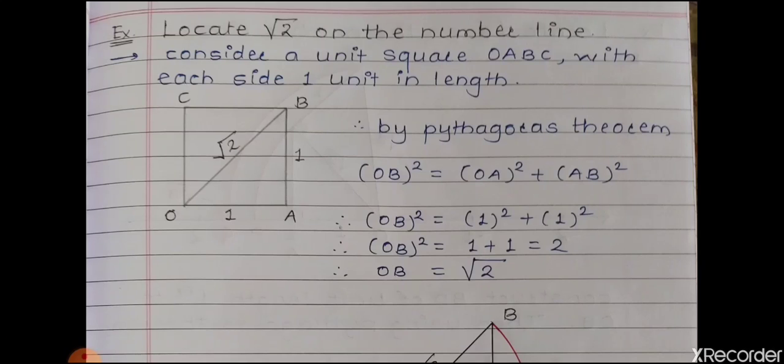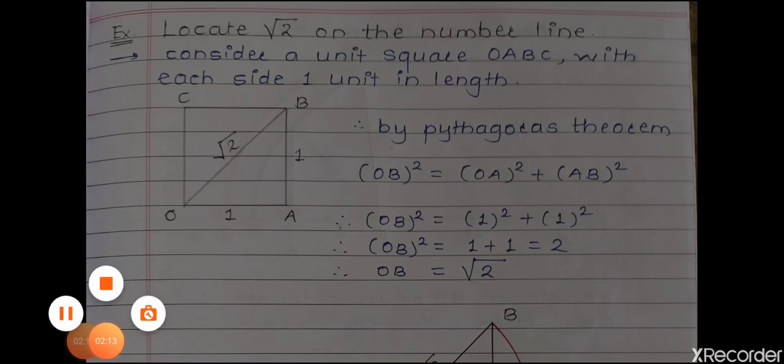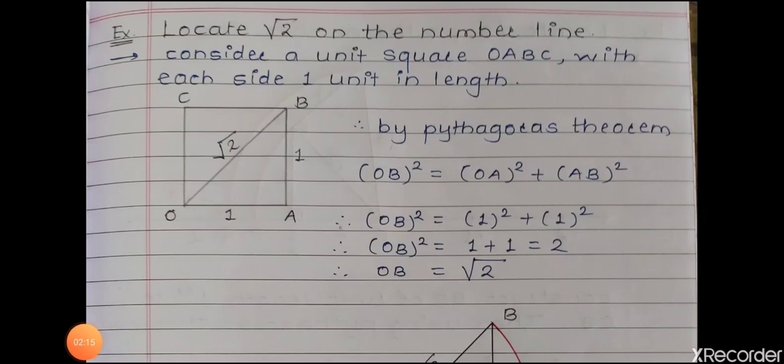We join OB, so OB is the diagonal of OABC. We know that every angle of a square is 90 degrees. So here angle A is 90 degrees.